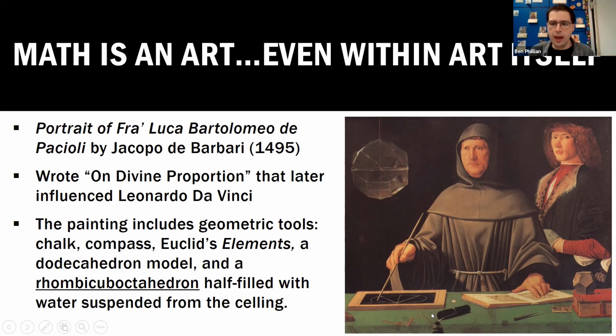In this piece, there are a couple aspects that, from an art perspective, influence the mathematics realm of thinking. In this portrait, we have a multitude of geometric tools. There's a compass on the table. This is a dodecahedron model, a 3D polyhedron shape. These books here are Euclid's Elements. Euclid is the father of geometry. And really the main spectacle of the piece is this figure suspended from the ceiling. It's half filled with water, and it is called a rhombicuboctahedron. Try saying that 10 times fast.